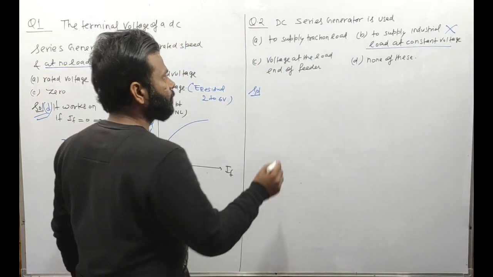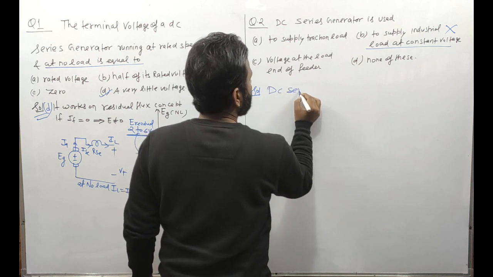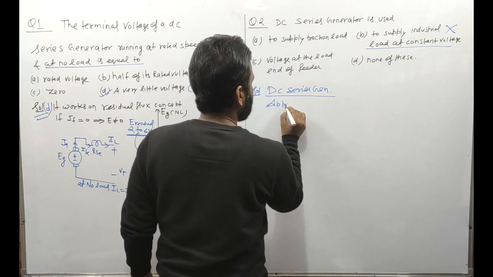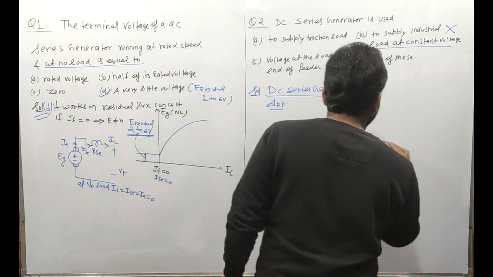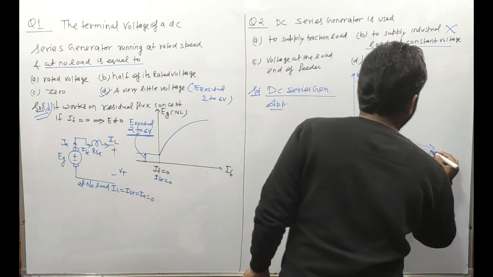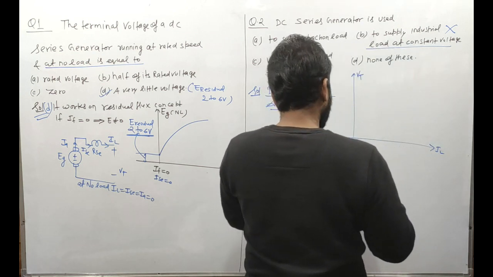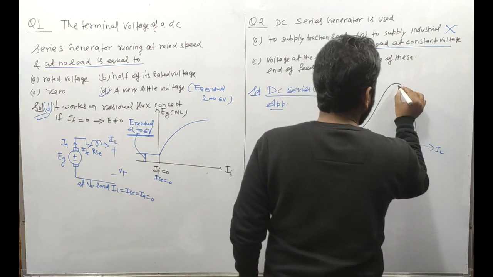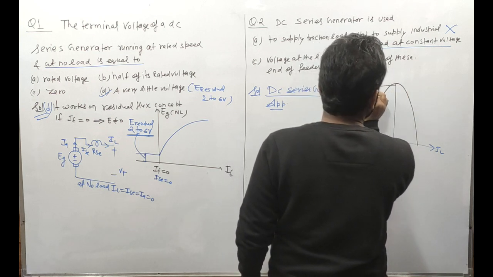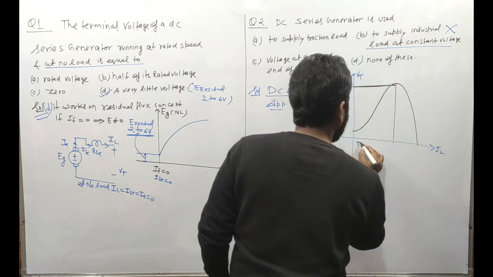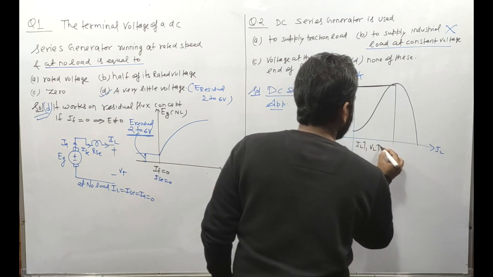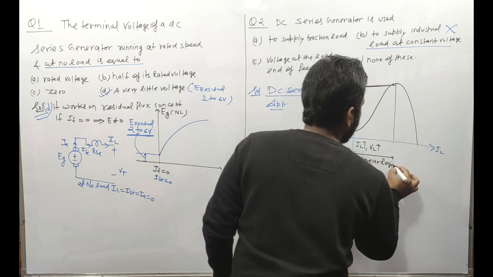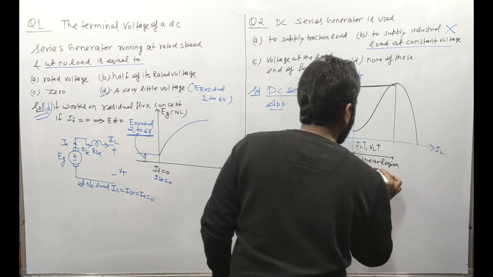Up to here. Now if I talk about the applications of the DC series generator, if I explain it, then we have such a type of characteristic, it is VT, it is IL, then we have this characteristic. This is your characteristic. Now up to this point the voltage is increasing as load current is increasing, so this region is called the linear region of the VI characteristic, or VI curve.